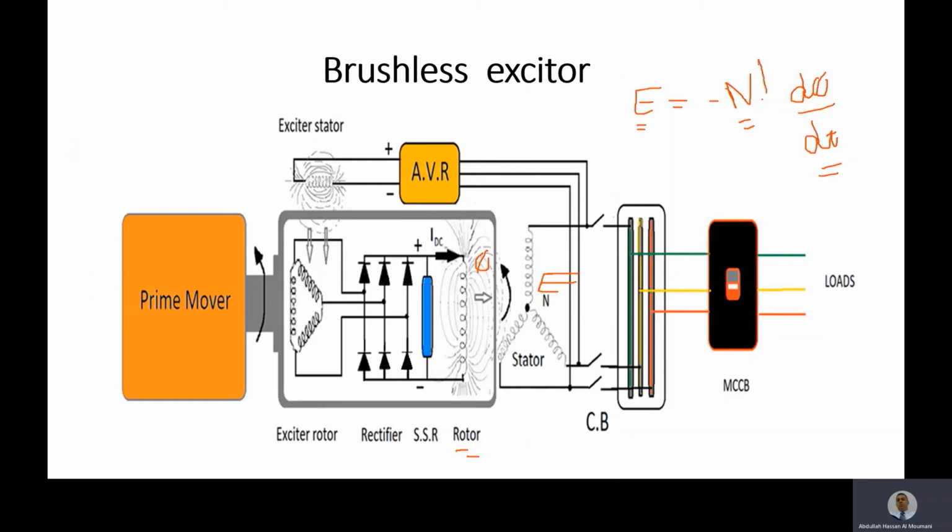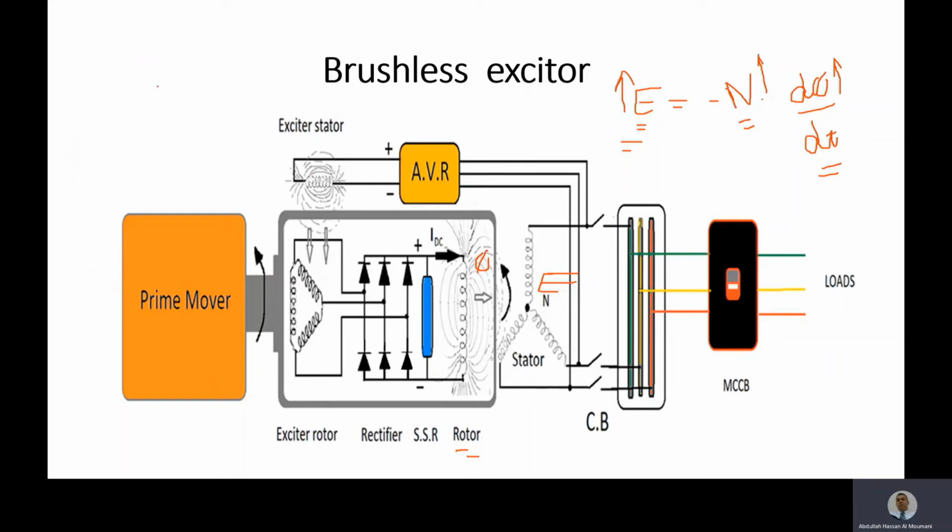Whenever N is increased, E will be increased, and whenever φ is increased, E will also be increased, and whenever the speed of intersecting the flux with the stator coils is increased, E will also be increased. These are the factors on which the output voltage of the generator depends, okay?